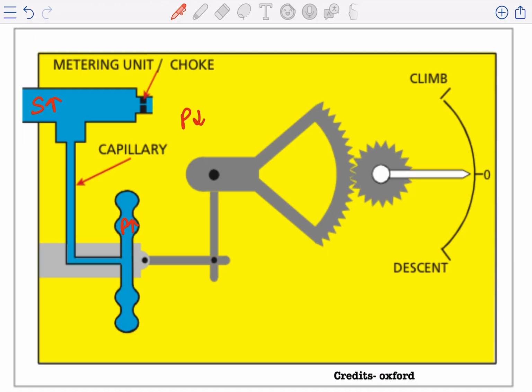Pressure is high at the capsule and comparatively low at the casing. So what will this lead to? This will lead to an expansion of the capsule. And how will the linkages work now? This will rotate like this, and the needle will rotate clockwise, indicating the rate of descent.